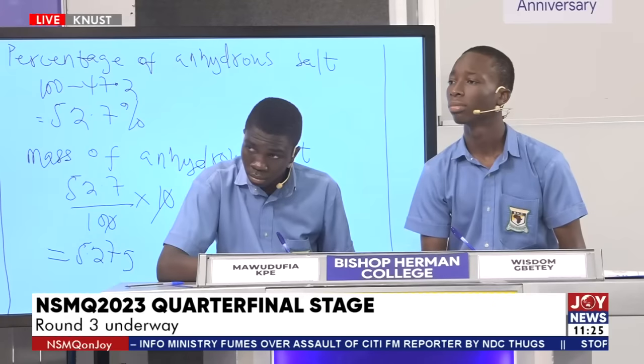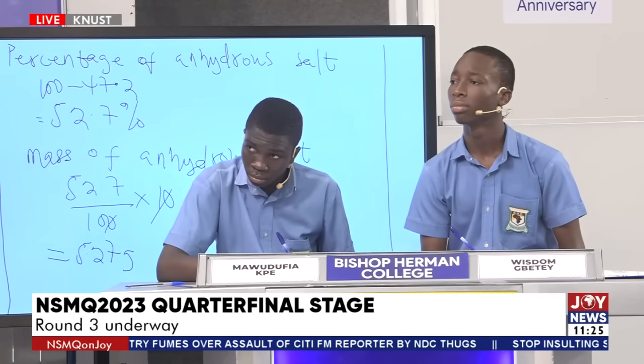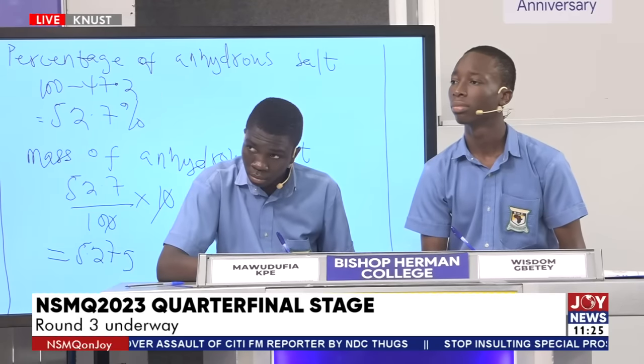Now, what did our contestants do? Bishop Herman, you started, you did something, right? So you set up the equation. You did try. You set up all 4 to get the number of moles for the anhydrous salt. However, you didn't conclude to the calculation of number of moles. Neither did you arrive at the ratios, the simplest ratios.